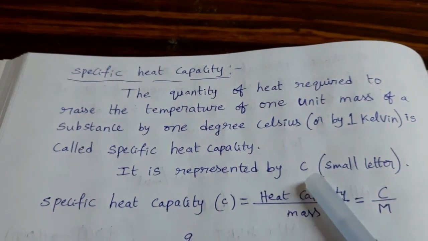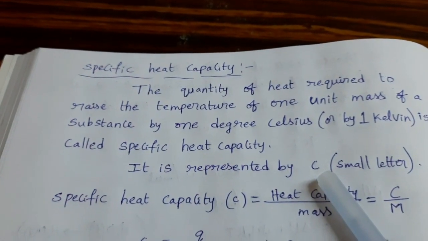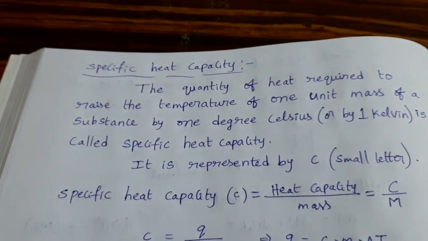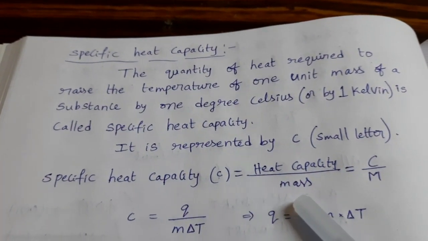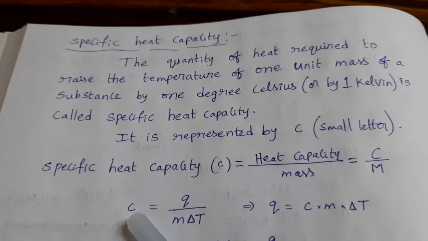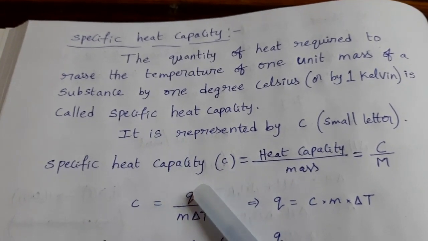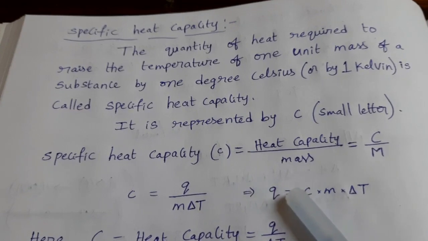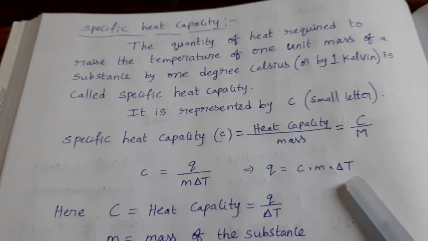It is represented by c, a small letter. Don't get confused between heat capacity and specific heat capacity. Specific heat capacity is represented by small c, whereas heat capacity is capital C. So specific heat capacity, small c, equals heat capacity divided by mass, that equals capital C divided by m. So specific heat capacity c equals Q divided by delta T into m. Here Q divided by delta T means heat capacity. So from this we can write Q equals specific heat into mass of the substance into delta T.